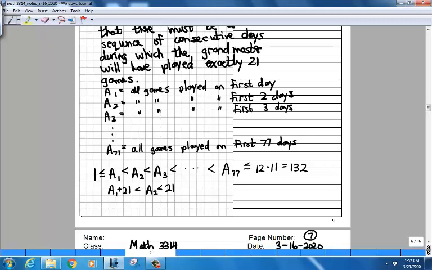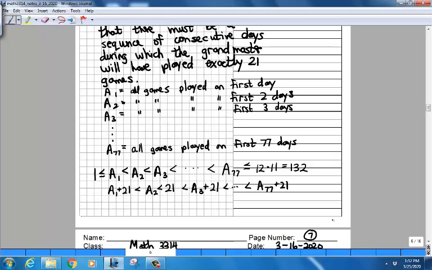which, remember, what I wanted to prove was that there was some sequence of days in which he played 21 games. So I'm going to take that 21 and I'm going to add it to all of my partial sums here, right, all the way up to the last one, which remember I'm calling A sub 77. That was the total number of games played on all 77 days of the 11 weeks, right?